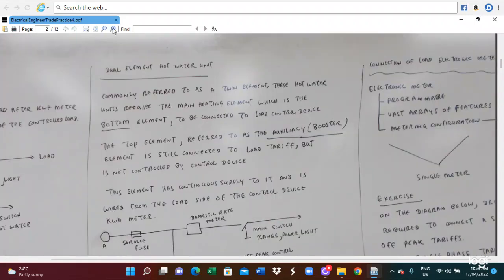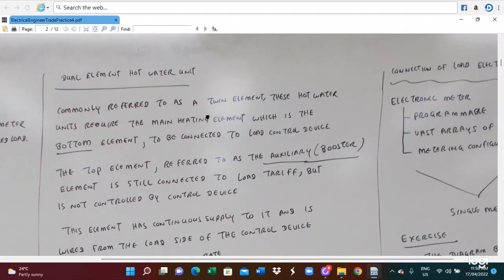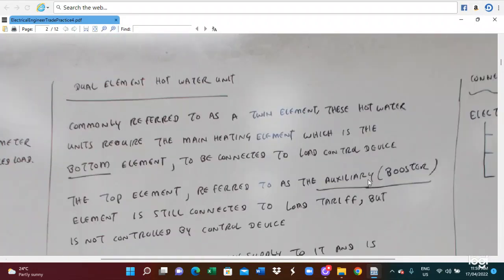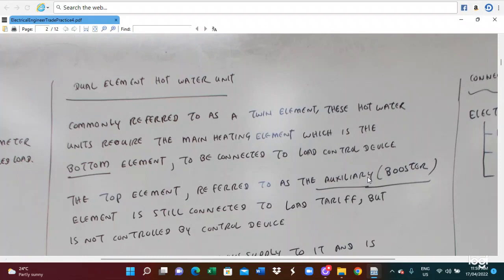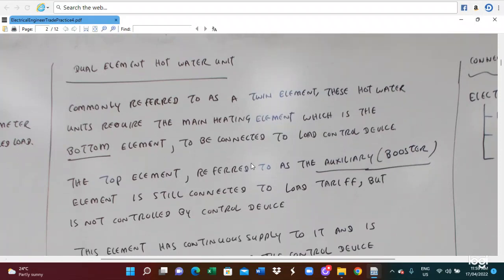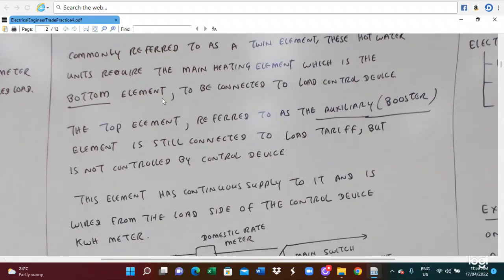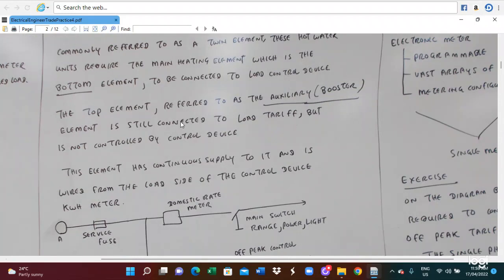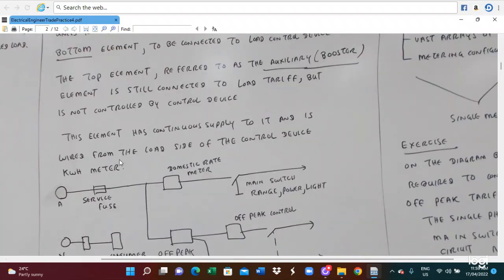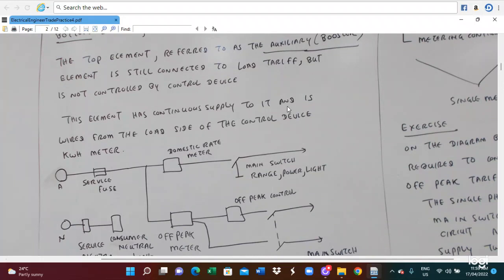This is the twin element hot water unit. Commonly referred to as a twin element, the hot water unit requires the main heating element, which is the bottom element, to be connected to the load control device. The top element is referred to as an auxiliary booster element. It's still connected to the load tariff but not controlled by the control device. This element has a continuous supply and is wired from the line side of the control devices.